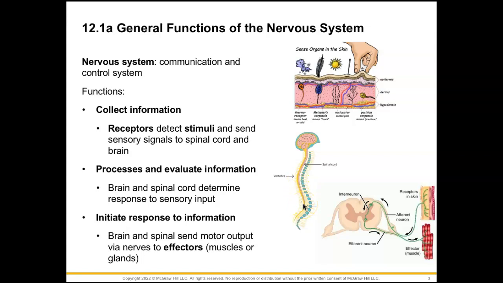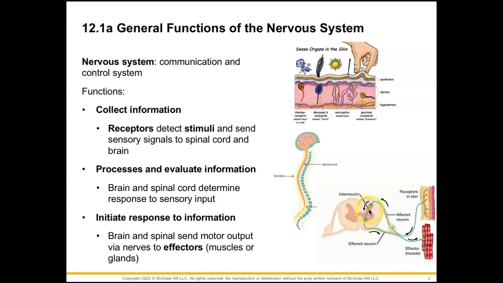Another function would be to process and evaluate that information. So here's another photo that depicts that sensation that we're carrying in. We gather that from our receptors, pull it in through a sensory or afferent neuron to our central nervous system. So that would include our spinal cord, which we see here. This is a cross section of the spinal cord.